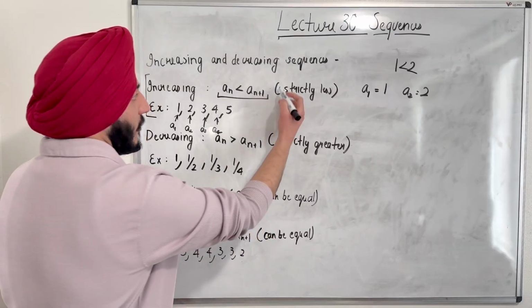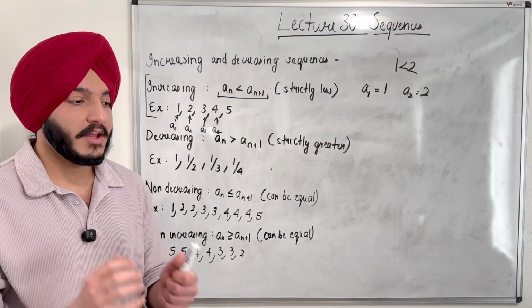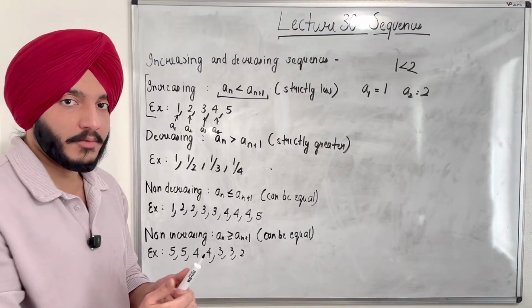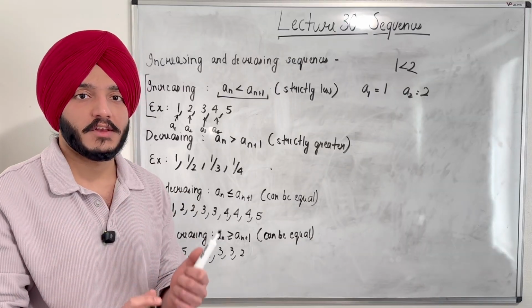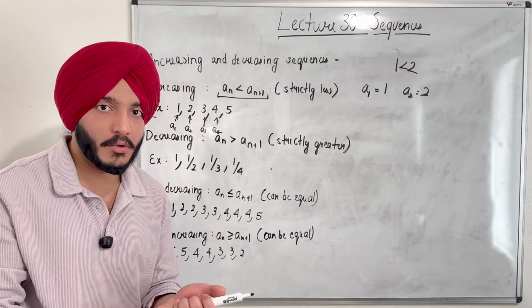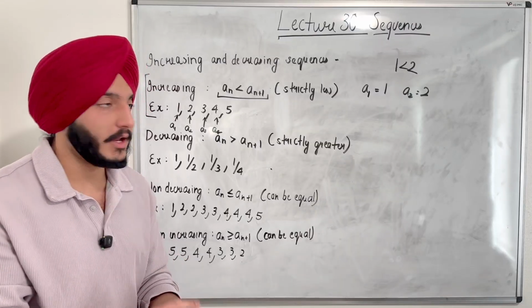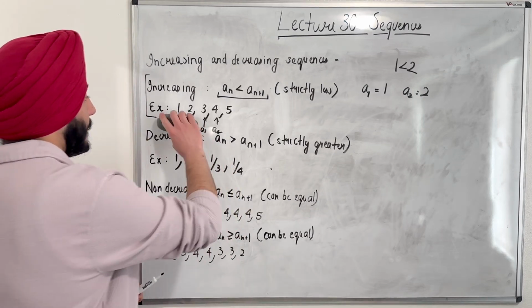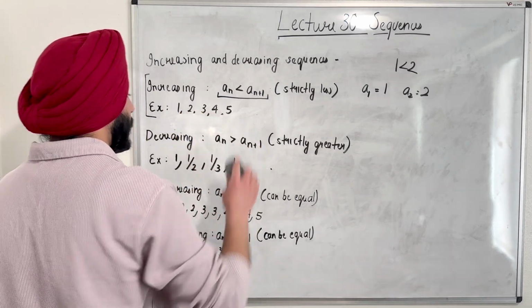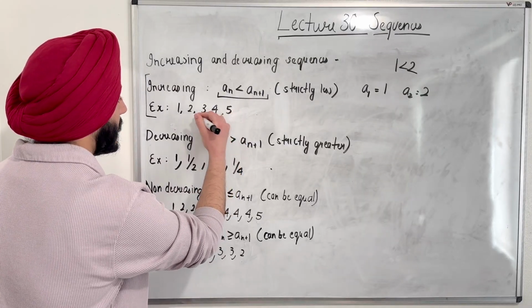So over here, I've written the point that this is strictly less. Now, strictly less basically means that in the sequence, one element would always be strictly less than its next one, right? They can't be equal, they can't be decreasing. They always have to keep on increasing strictly, right? So for an example, let's say, if you look at this one, this is a correct sequence. This is a correct increasing sequence, right?